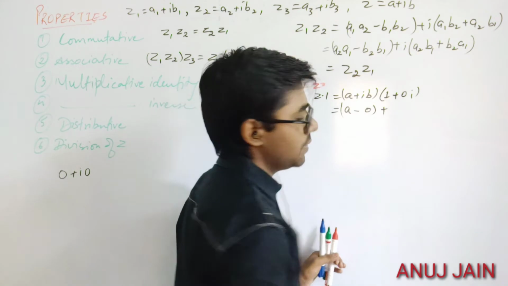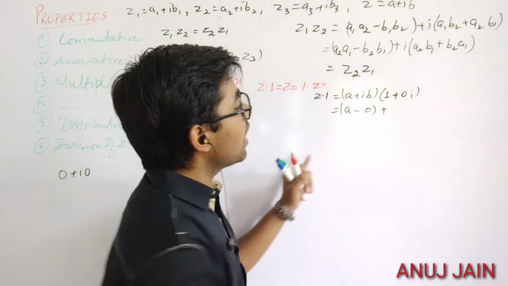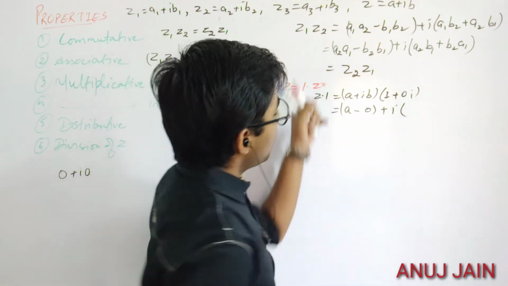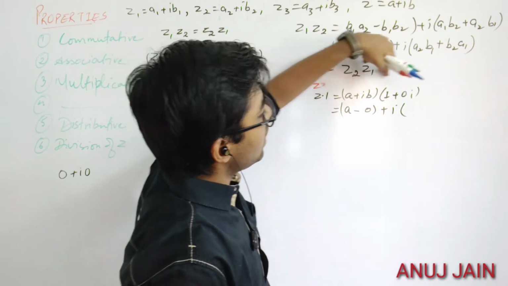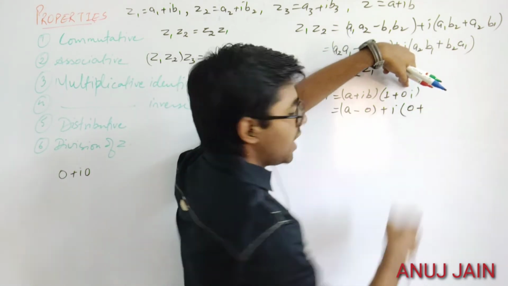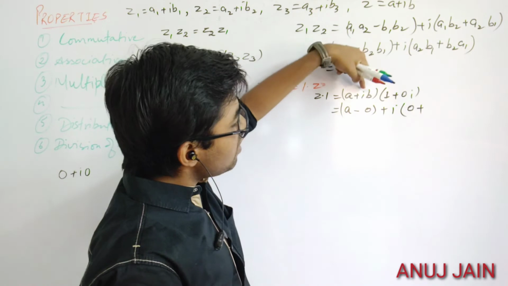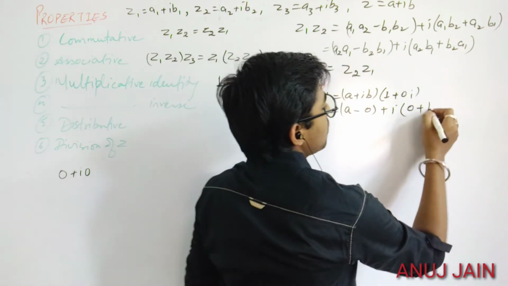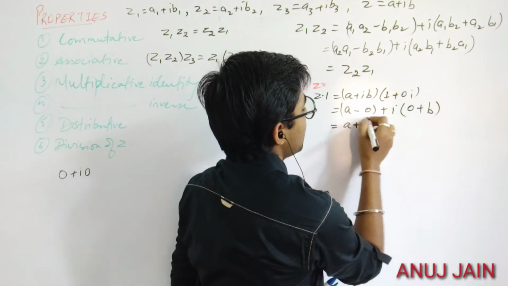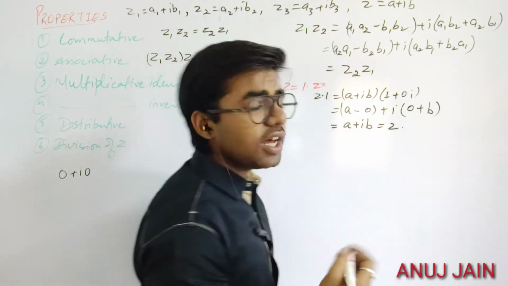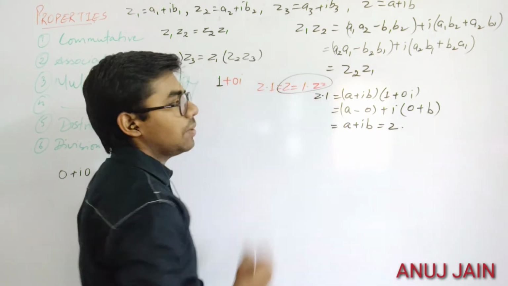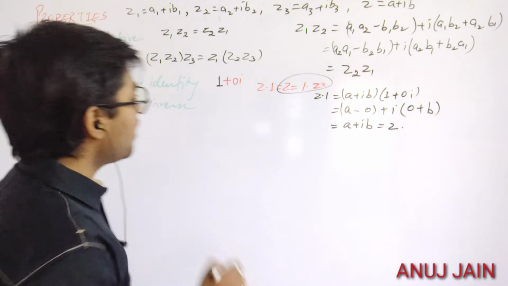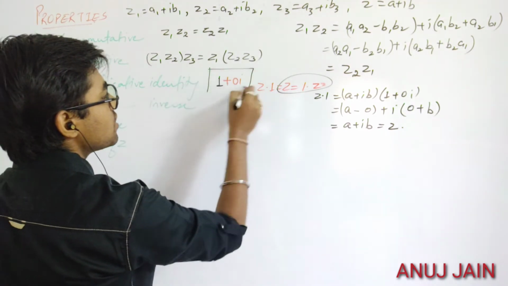plus I times A1 into B2, A into 0 is 0, plus B1 into A2, B into 1 is B. So this gives you A plus IB, which is equal to Z. Similarly, you can verify for the second part. So the multiplicative identity is 1 plus 0 I.